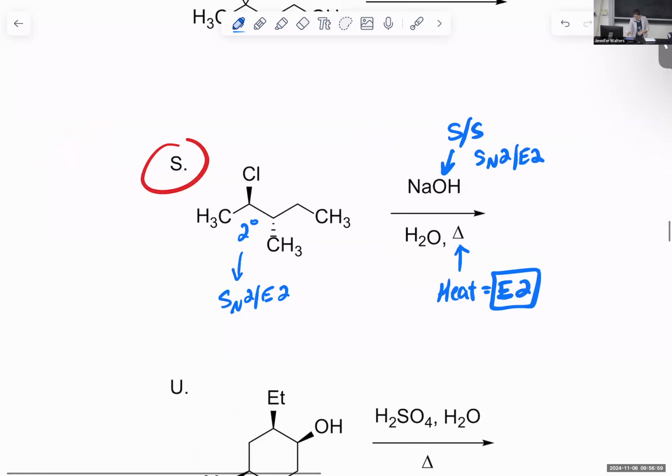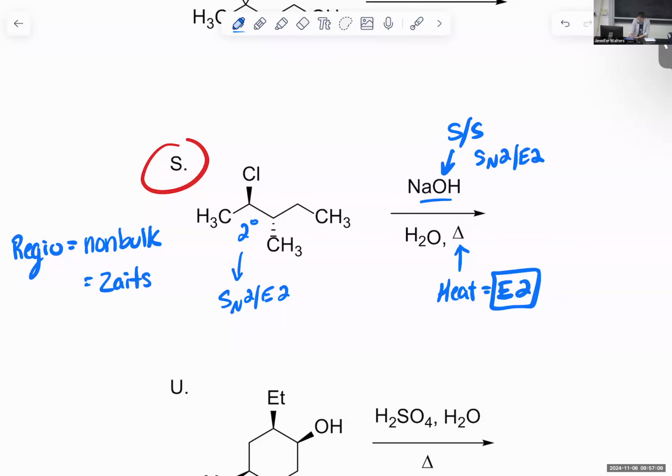My regioselectivity that I'm going to consider is that this is a non-bulky base. That tells me I'm going to do my Zaitsev alkene, meaning I need to take the hydrogen off the right-hand side, right? Because I have beta hydrogens here and here. There are 3 here, 1 here. I'm going to take the one from the more substituted side because it's going to lead to the more stable alkene, and that OH is small, so it can get there.